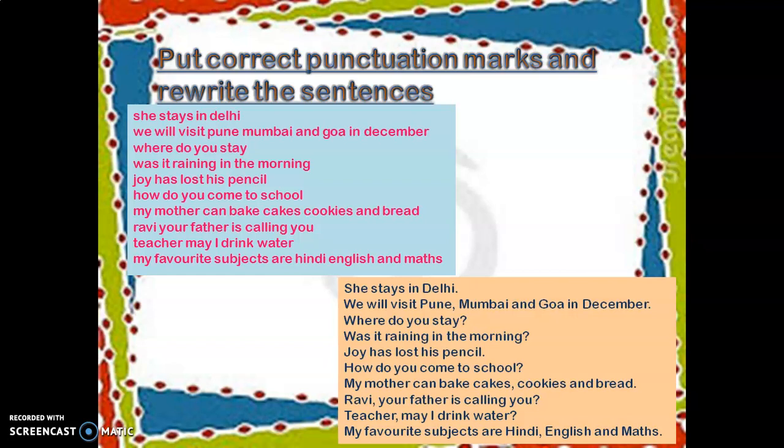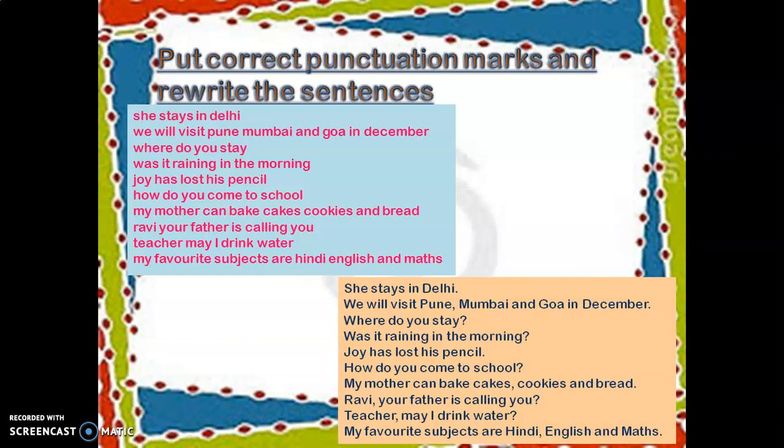Ravi, your father is calling you. R of Ravi will be capital and then to separate Ravi from the rest of the sentence we'll put a comma after Ravi, and we'll put a full stop at the end of the sentence. Teacher, may I drink water? To separate Teacher from the rest of the sentence, we'll put a comma after Teacher. T of Teacher, since it's the first letter of the sentence, will be capital, and then we'll put a question mark at the end of the sentence since it's a question.